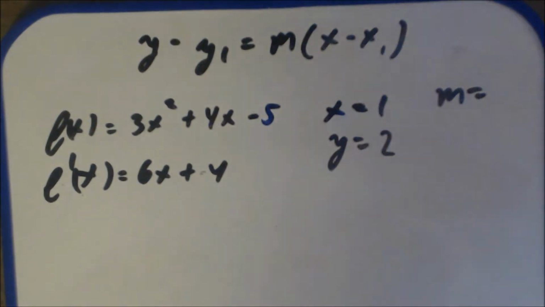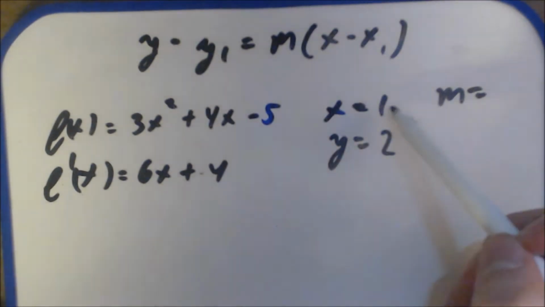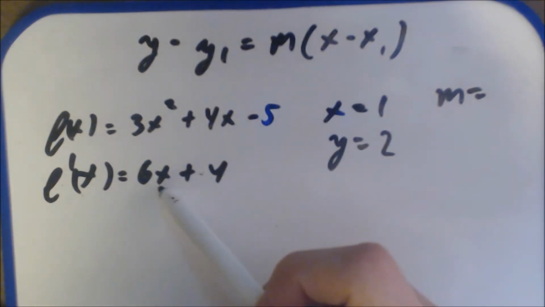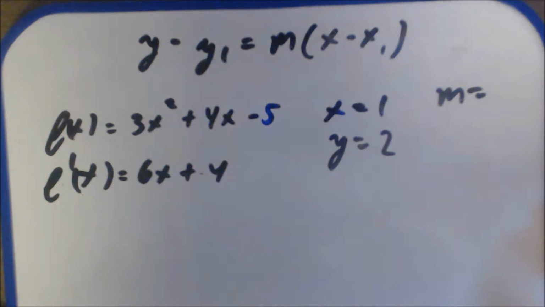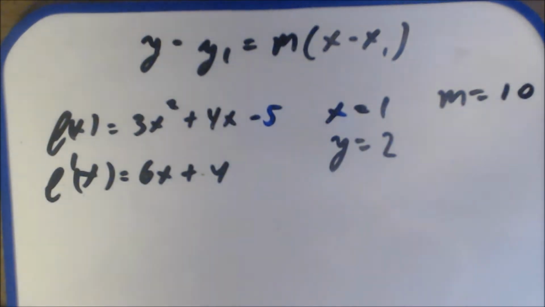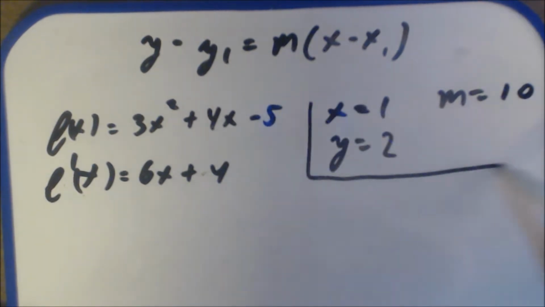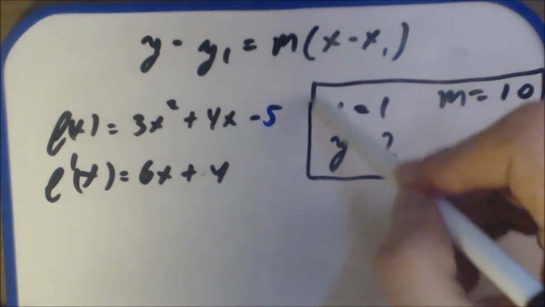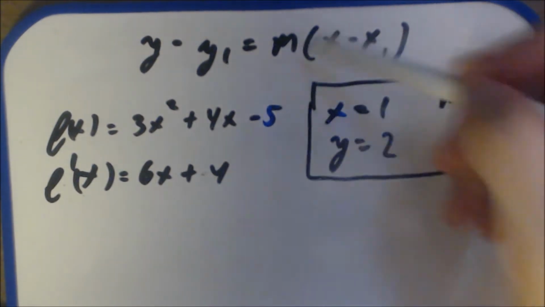So that disappears. Now, what we do is plug in the x into where that is. So that's 6 plus 4, which is 10. So the slope comes out to be 10. Now we just take these things here and plug them directly into the point-slope formula.